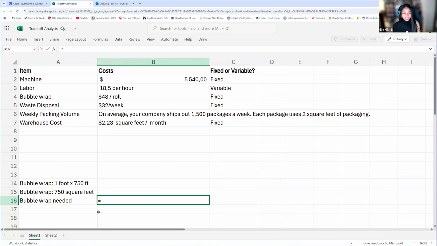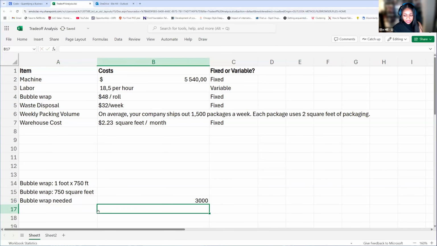I'm not doing these calculations on my phone or in my head, because we have the powerful tool of Excel to do it for us. Even if we're just figuring out things and sketching them, Excel is still a great tool to keep all of this handy. So we're going to do 1,500 times 2, and that's going to be 3,000. So this means we need 3,000 square feet every week.